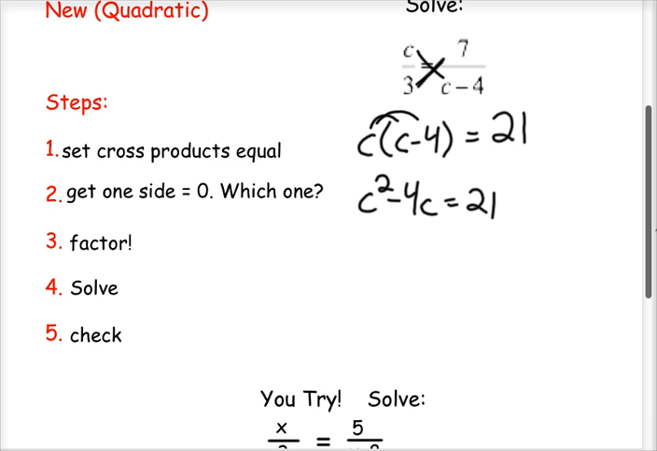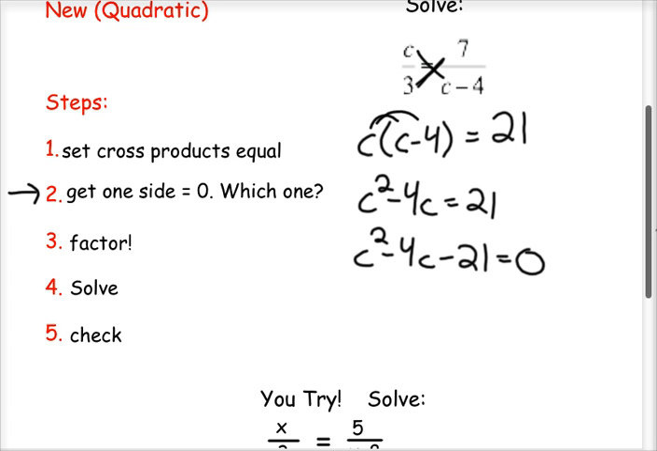All right, so now our previous chapter, our chapter 9, is coming back. We need to solve this quadratic. So how do we solve the quadratic? We're going to move into step 2. Get one side equal to 0. So I'm going to subtract over that 21 and get it set equal to 0.